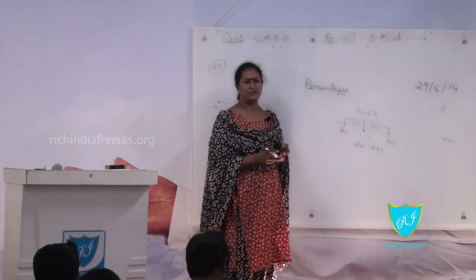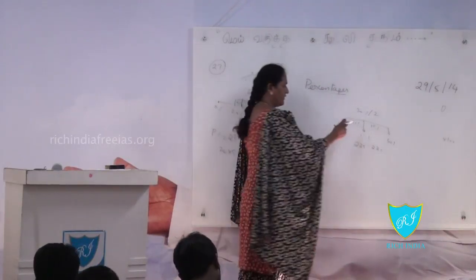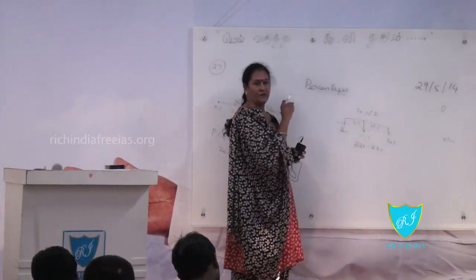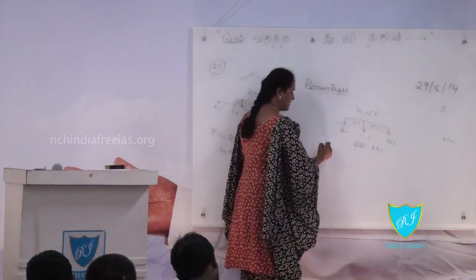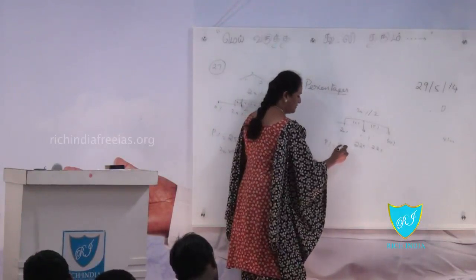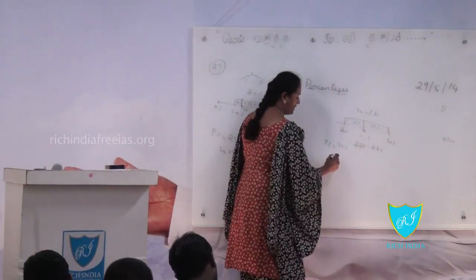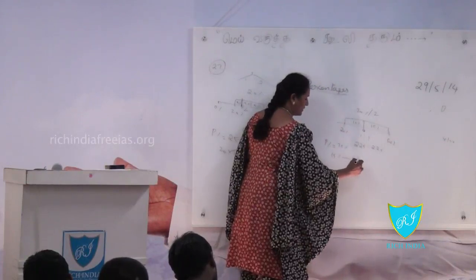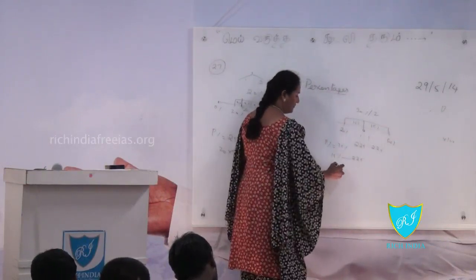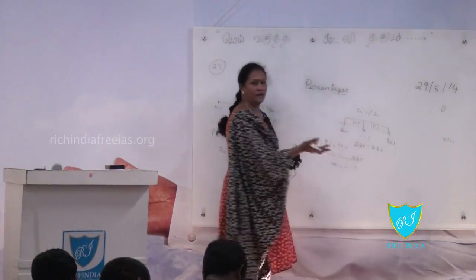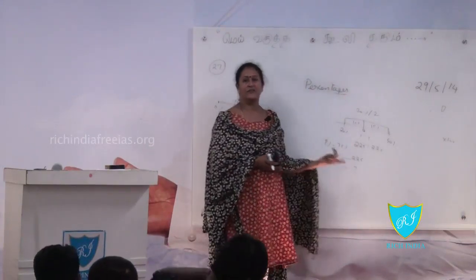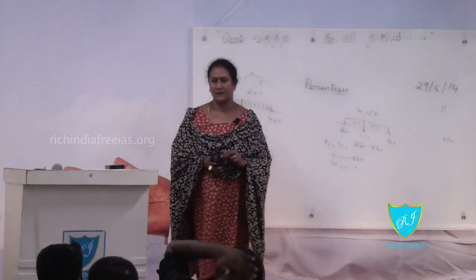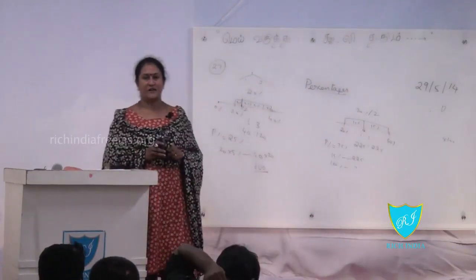If you are asked to find the total marks, 15% is 225. What is 100%? The pass percent is 35%, so the difference is 15%, but you are asked to find the total. From 15 you cannot directly get 100, so you divide by 15 and multiply by 100. So 225 into 100 by 15, 1500 is the answer.